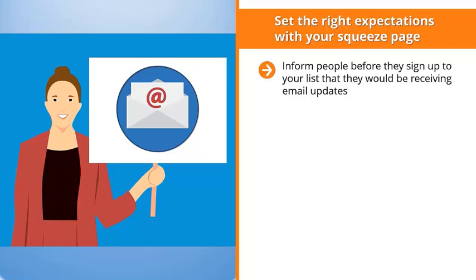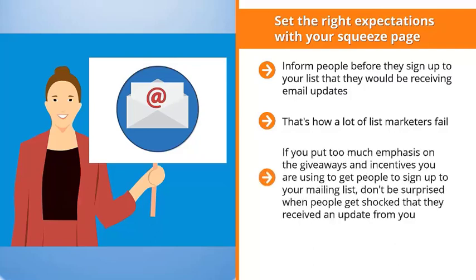Don't just play up the incentive that you're giving out so people can join your list. That's how a lot of list marketers fail. They put too much emphasis on their bribe and don't pay enough attention to getting their prospective list members excited about the emails they will be receiving. If you put too much emphasis on the giveaways and incentives you are using to get people to sign up to your mailing list, don't be surprised when people get shocked that they received an update from you. They might even be blind to the fact that they signed up to a mailing list.